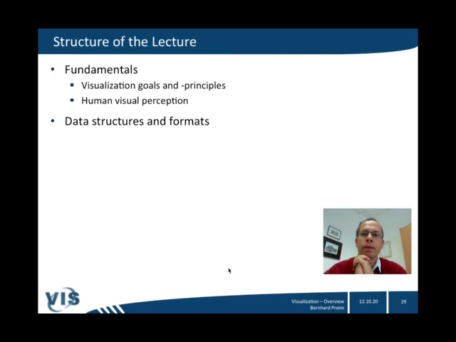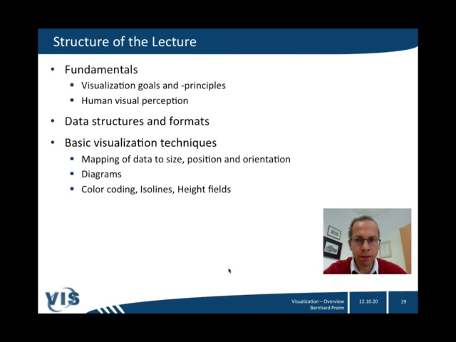Yeah, let me comment on the structure of the lecture. I will start with discussing with you visualization goals and principles, and then we'll go on with visual perception. There will be one lecture on data structures and formats that are used frequently in visualization, and this brings us to basic visualization techniques, namely to mapping of data to size, position and orientation, to various diagram types, to color coding, isolines and height fields. Yeah, these are really useful basic techniques.